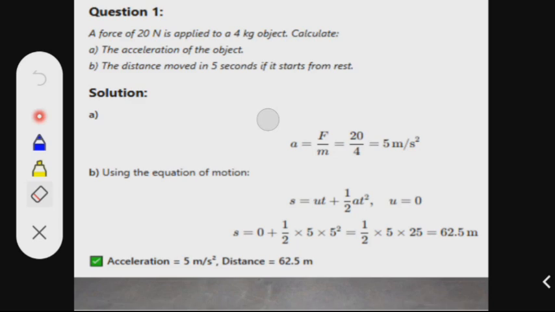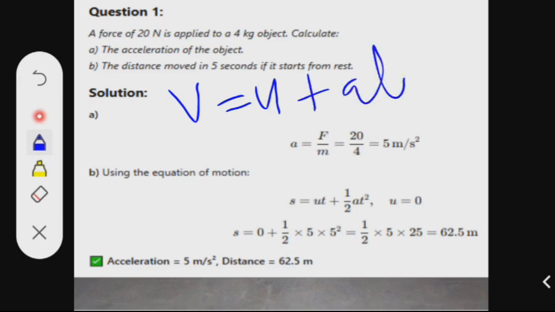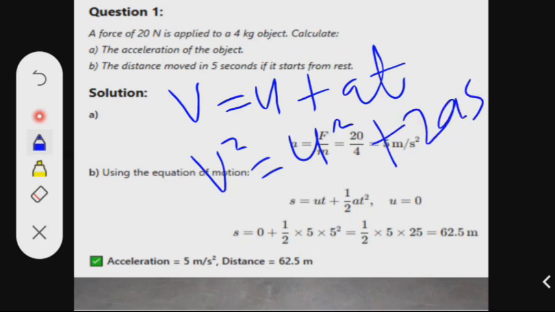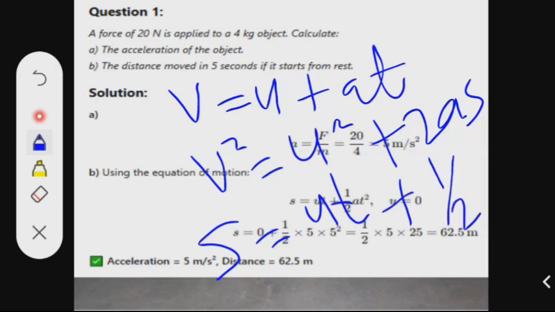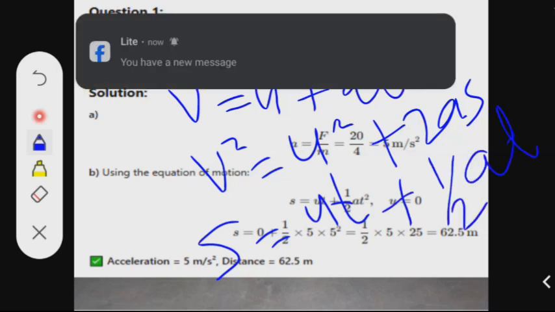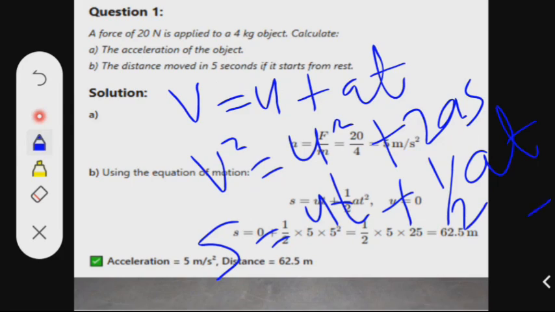To find the distance, from Newton's laws of motion, the way I was trying to solve it last time, I said when you have that, you use all the formulas, all the laws of motion. We have V is equal to U plus AT. That's one of the laws. We have another one, V squared is equal to U squared plus 2AS. I said you should memorize all of them. And you have the next one, S is equal to UT plus 1 over 2 AT squared. So these are the equations of motion.